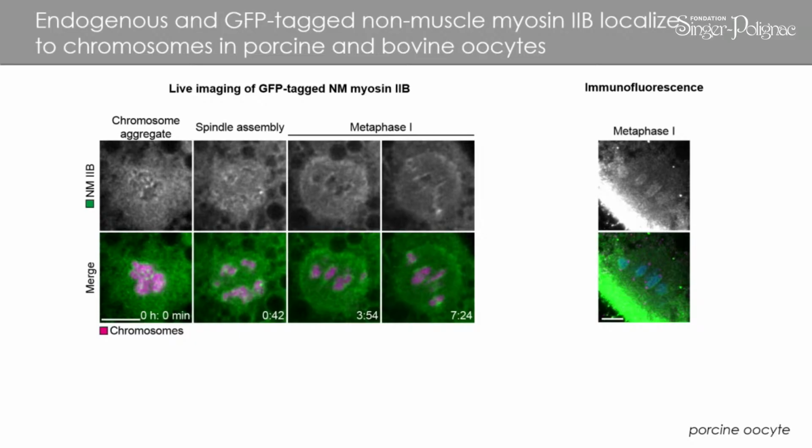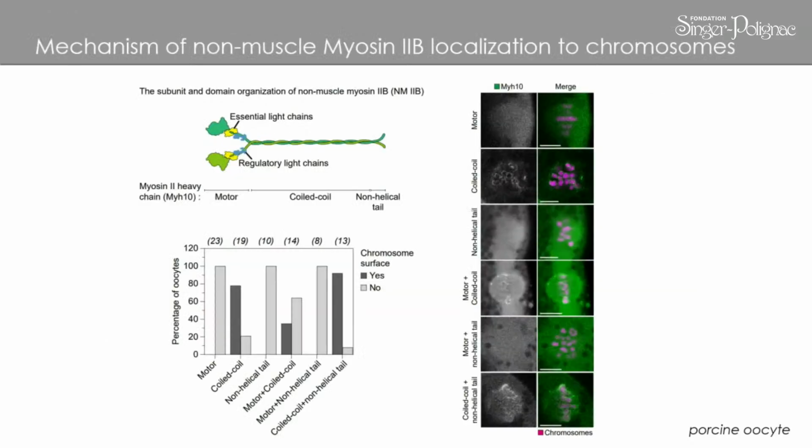What was then very interesting is that we could really start to investigate how this myosin is actually getting to the chromosomes. This is the structure of non-muscle myosin 2B. It has a motor domain, a coiled-coil domain, and also a non-helical tail. We made truncation constructs and tested which domain is required for chromosomal targeting. And this is what is shown here.